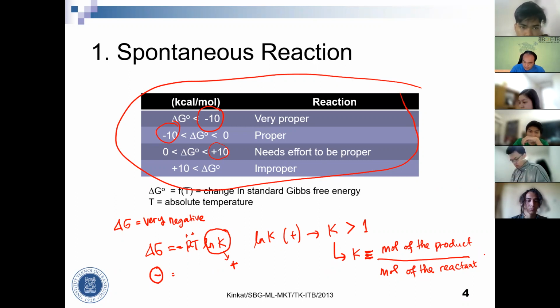So if you take a look back, gitu ya, this happens when the delta G is negative. Gitu. If the delta G is negative, it means that ln K is positive, so that K is more than 1. It means that the mole of the product is higher than the mole of reactant. It means that the reaction happens. Gitu.